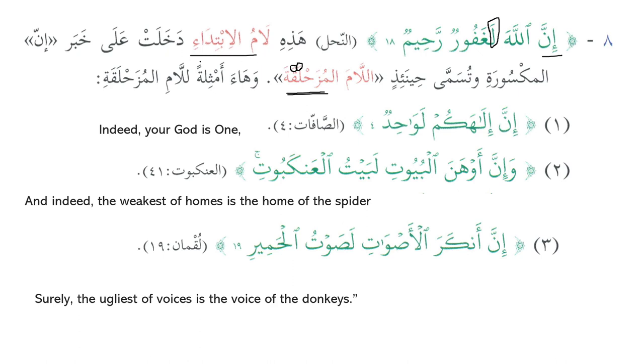Inna Allaha laghafurur rahim. Indeed, Allah subhanahu wa ta'ala is the most forgiving, the most merciful. Surah Al-Nahl. This is lam al-ibtida that entered on the khabar of inna maksura, and at this time it is called lam al-muzahlaqa. Ha'a amthilatan lil-lam al-muzahlaqa. What's the meaning of ha'a? Take. So this is a noun used for amr, ismul amr, and after that the noun is mansoob, so it is used as fi'l amr. Take the examples of the displaced lam.